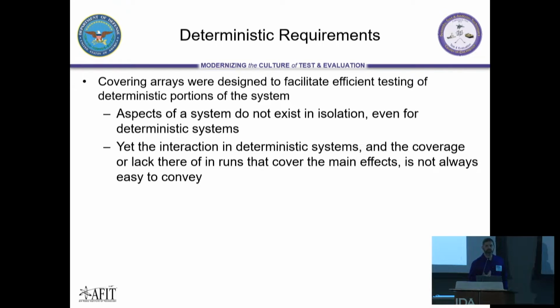So for the deterministic requirements, there are interactions that can be important in deterministic systems too. And it's often going to be impossible to test every possible combination. So covering arrays end up being an important way to adjust this, or to account for this. Yet the importance of interactions in deterministic systems isn't always easy to communicate.